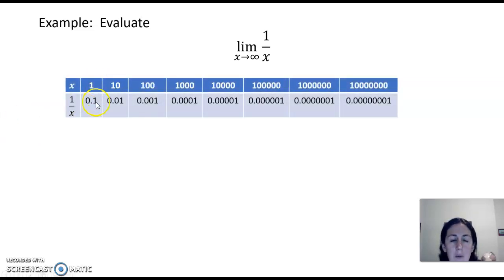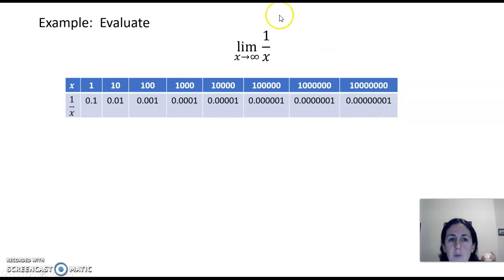When we plug in 1, we get 0.1. Plug in 10, we get 0.01. We can plug in 100, 1000, 10,000, 100,000, a million, and 10 million, and what do you notice the function is doing? The function is getting smaller and smaller and smaller.